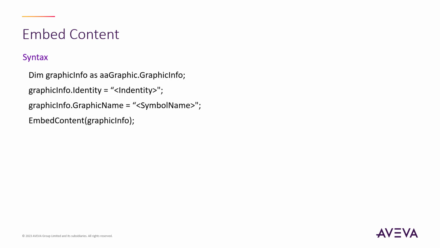To use the embedded content function, you need to declare an instance as aagraphic.graphicInfo, which is a predefined structure that contains data members to specify properties of the embedded graphic content. The required parameters are the identity and the graphic name. And in the last line, the graphic info instance must be included in the embedded content function.